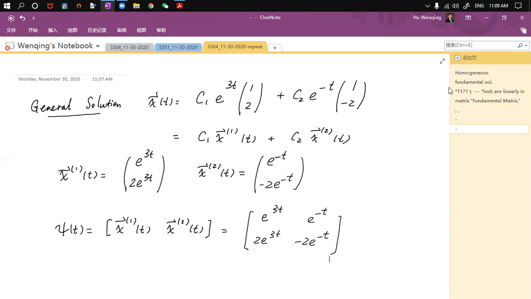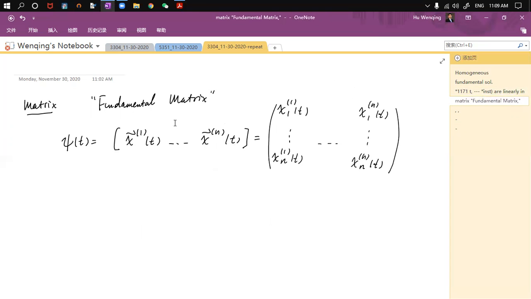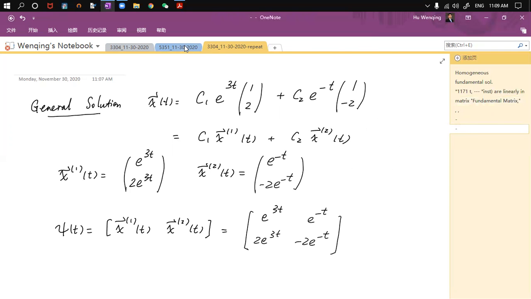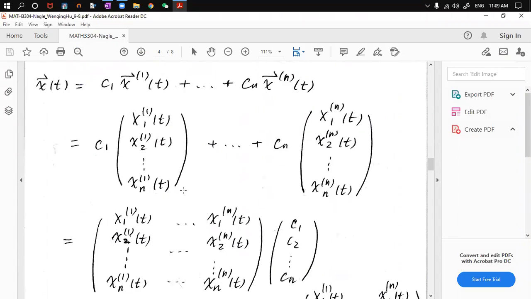This is just to tell you that the fundamental matrix is just you put all these fundamental solutions as column vectors in a row. Once you put them as column vectors in a row, you form such a matrix that we call the fundamental matrix. So this is about the fundamental matrix.